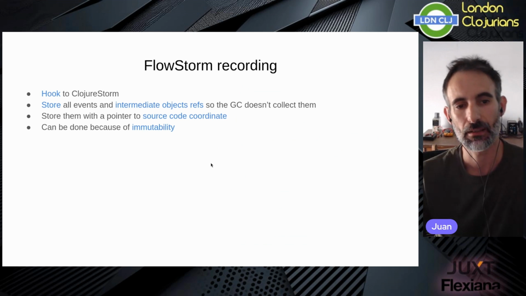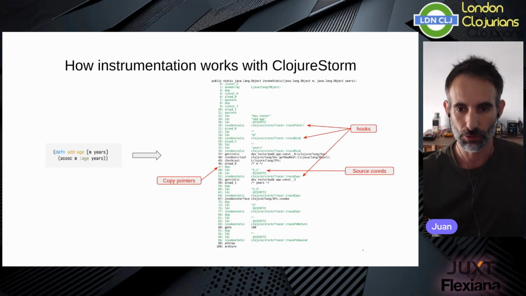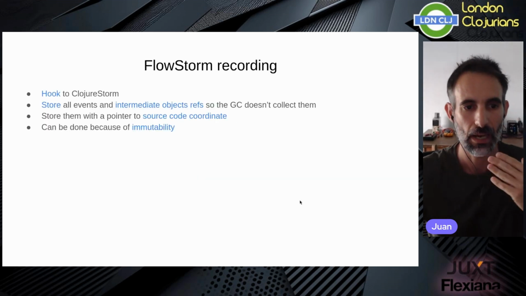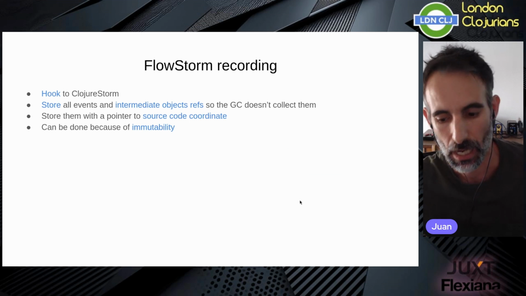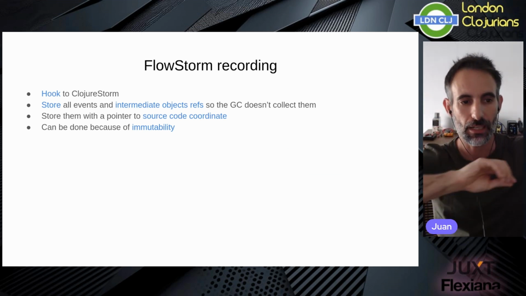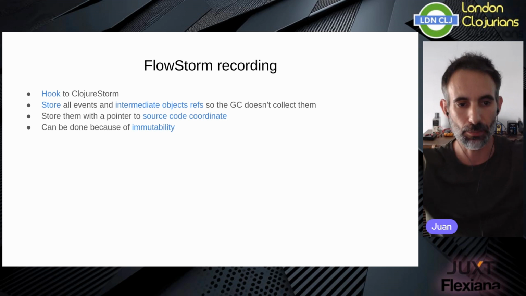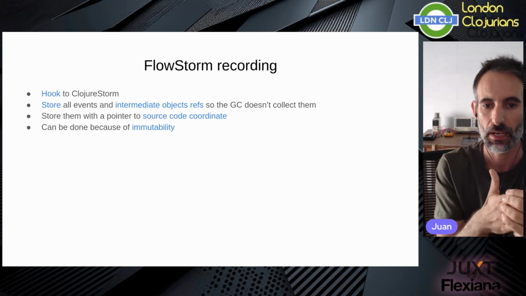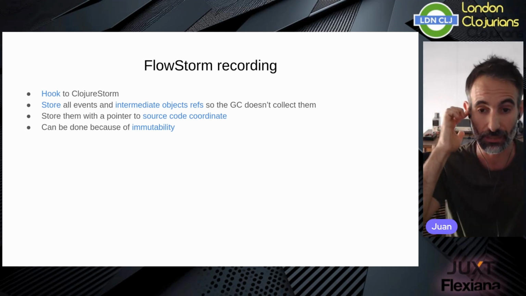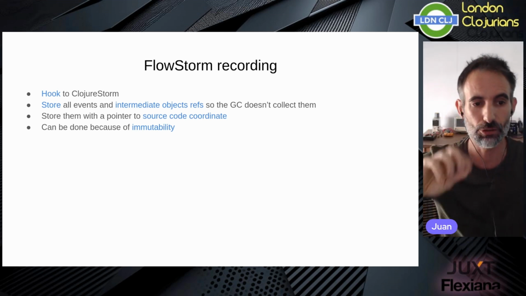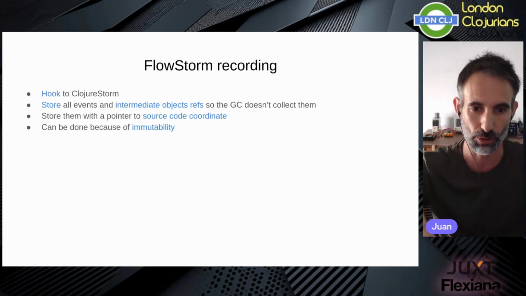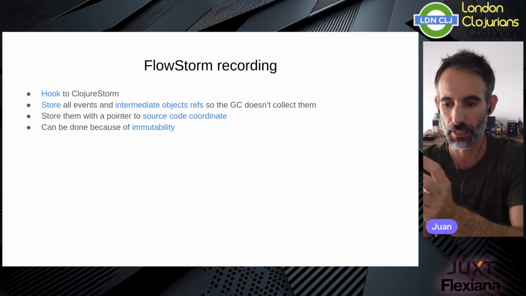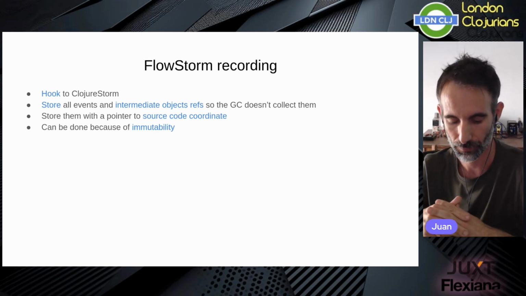And how is FlowStorm going to record? FlowStorm basically is going to listen to all these trace calls, okay? It's going to hook into ClojureStorm. And as your system runs, it's going to store all those events, all those function calls and expressions. All events and intermediate objects are referenced, so the garbage collector doesn't collect them, and it's going to store them with a pointer to source code coordinates. So after we have the recordings, we have pointers to the values and also where they came from in relation to the source code.